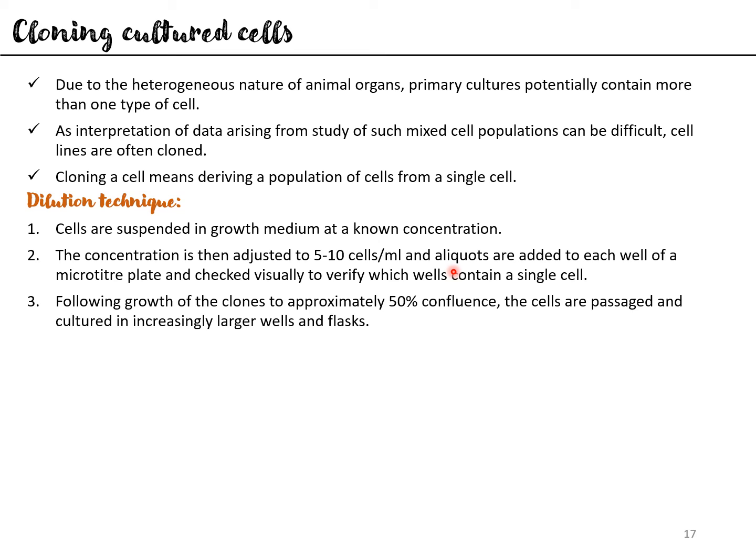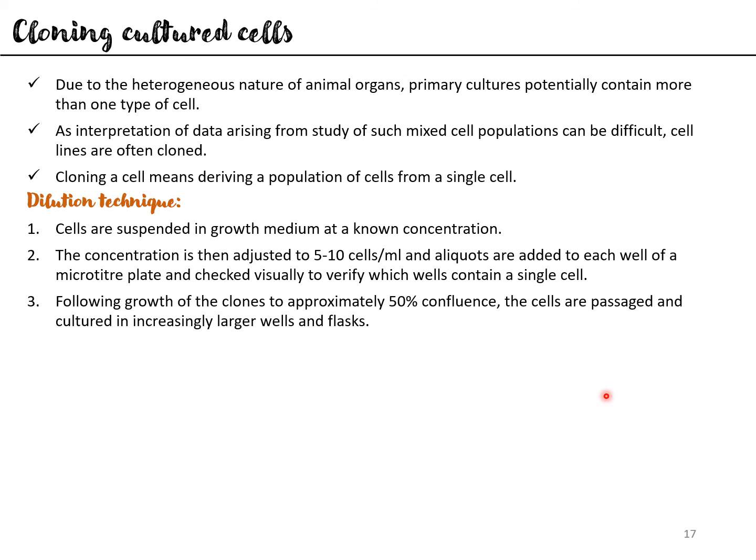Now you allow these cells to grow in the microtiter plates itself. Following growth of the clones to approximately 50% confluency, that is when 50% of the surface area is occupied, the cells are passaged and then cultured in increasingly larger wells and flasks. Now you can't obviously take the cells directly from one well of a microtiter plate to a big culture dish, because then the cells will be overwhelmed in such huge space with so much media. So you have to gradually increase the cells, right?